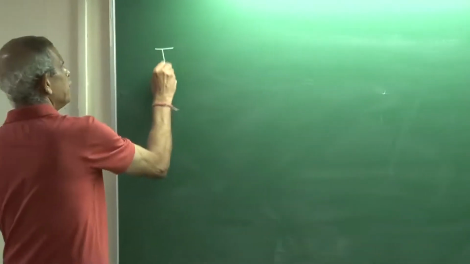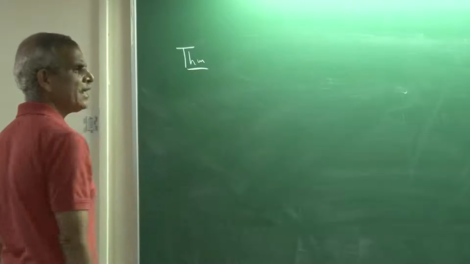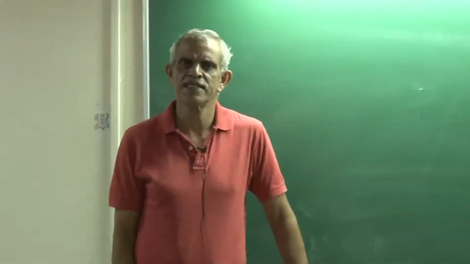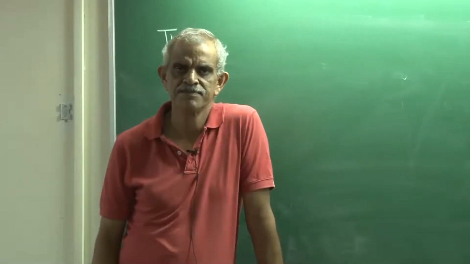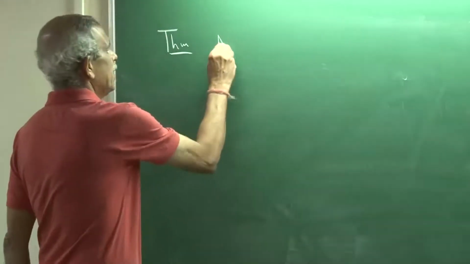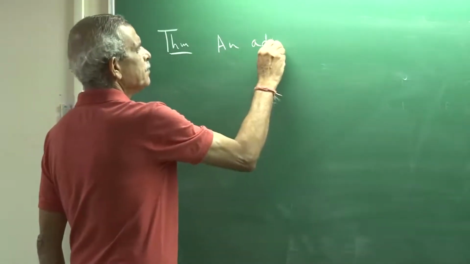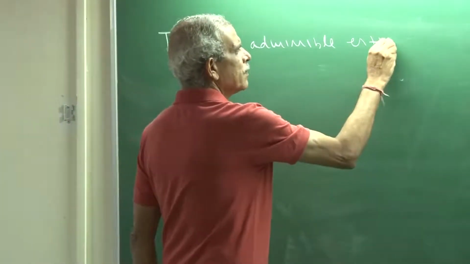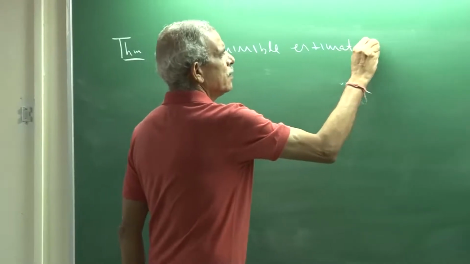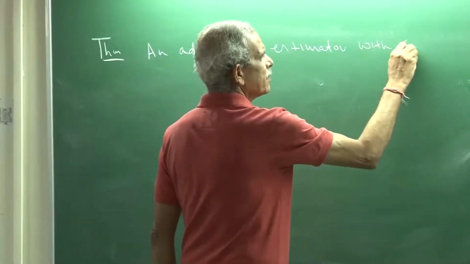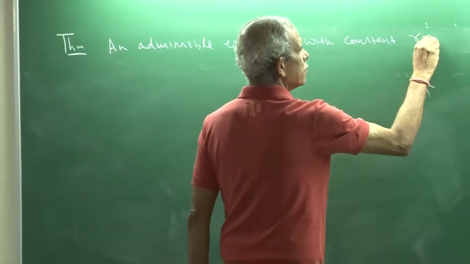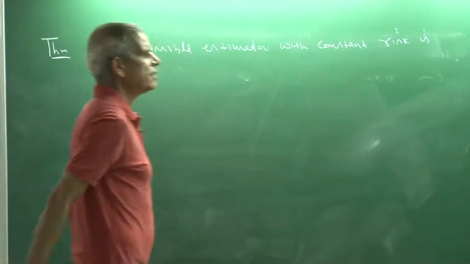So this result says if you have an admissible estimator and it has a constant risk, then it is minimax. So an admissible estimator with constant risk is minimax.